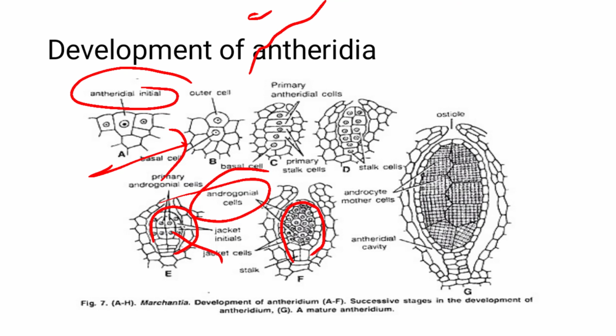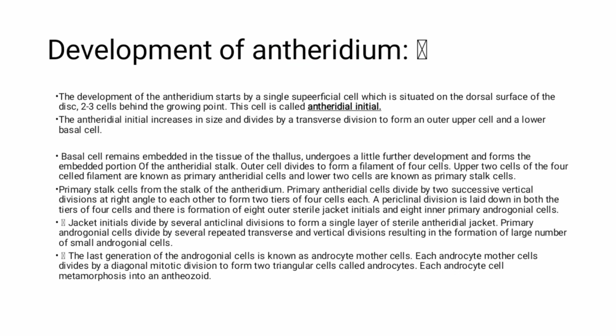The androgonial cell undergoes repeated cell division and forms androcyte mother cells. Now, the androcyte mother cell will undergo metamorphosis. They change in their structure and shape and they develop the antheridia. So that is about the development of antheridium. What I have explained here is given in the points here.